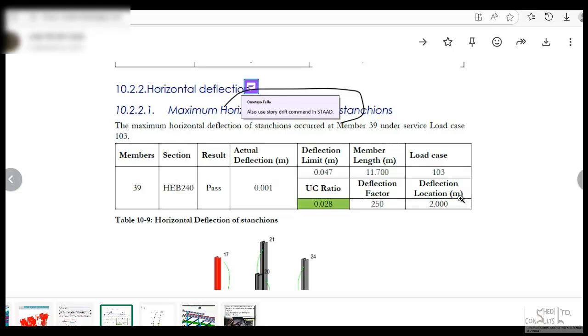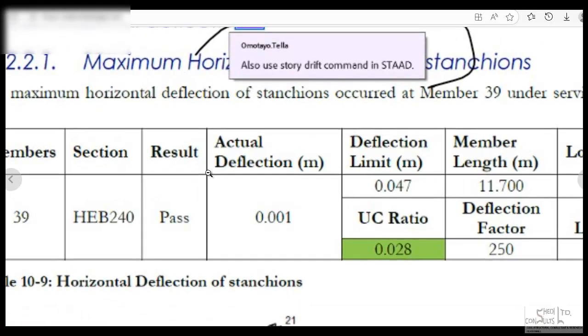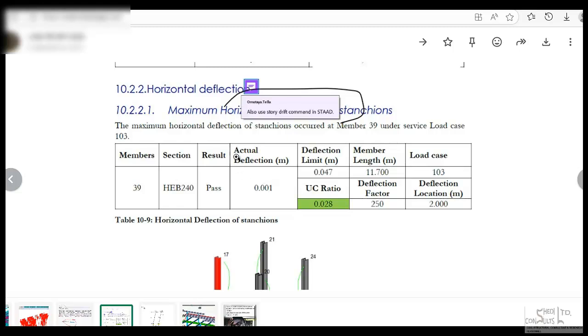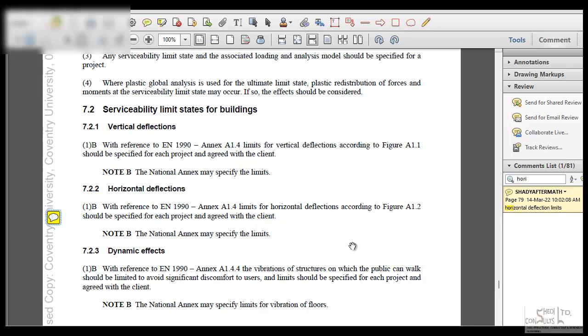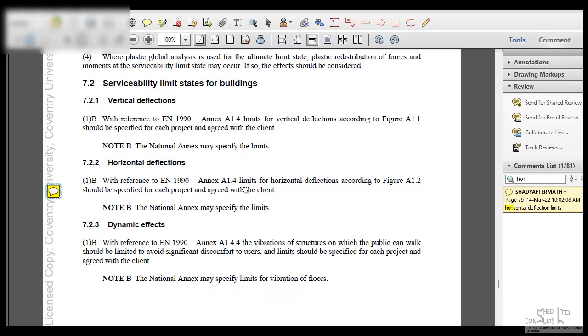Now, the structure was designed to the ultimate limit state, so it's a limit state design criteria where you analyze the structure and subject it to the various design situations: the persistent design situation, the accidental design situation, the transient design situation, and all the corresponding load combinations associated with them are applied to the structure. However, at serviceability limit states, the code specifies that you have to investigate the structure against the deflection limitations that are covered by EN 1990.